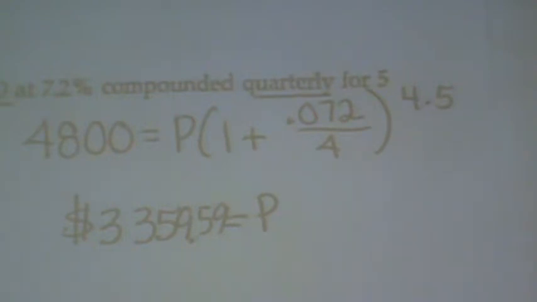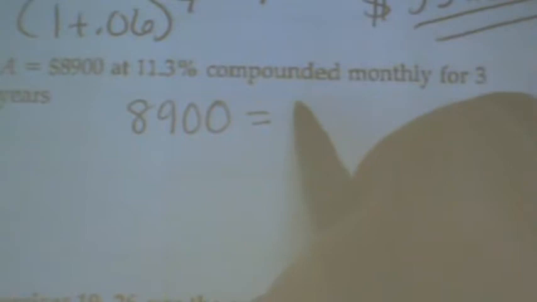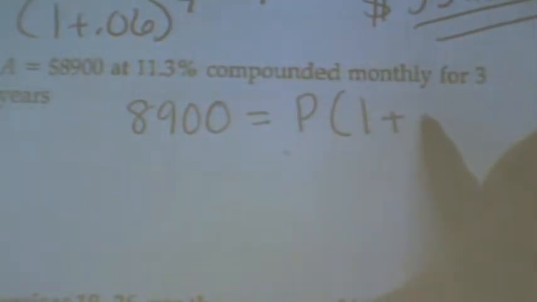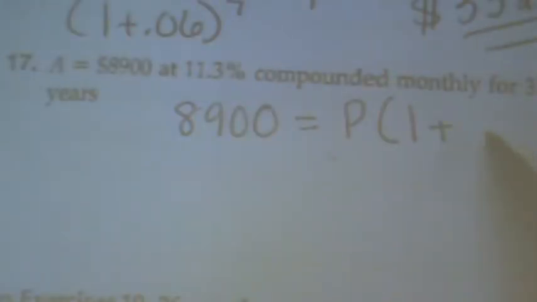Number 17? 8,900 equals P, or you could do it that way. Now, how do you convert this? Monthly? Mm-hmm.